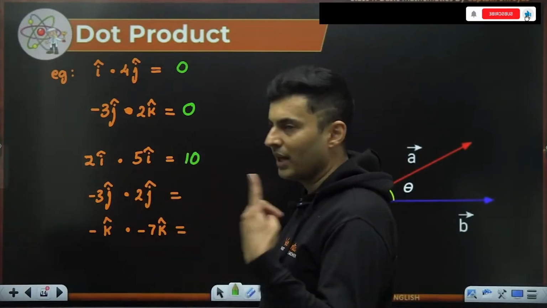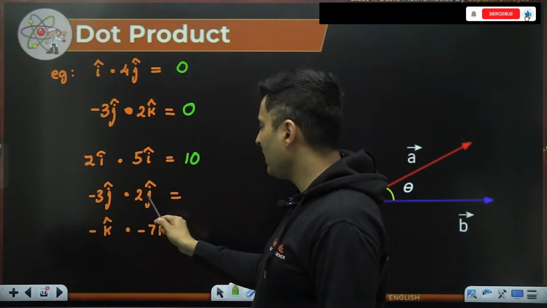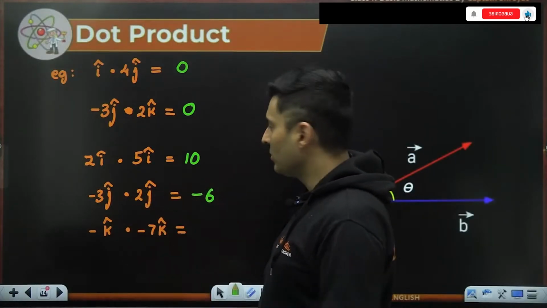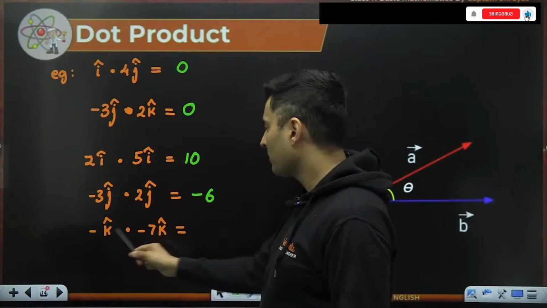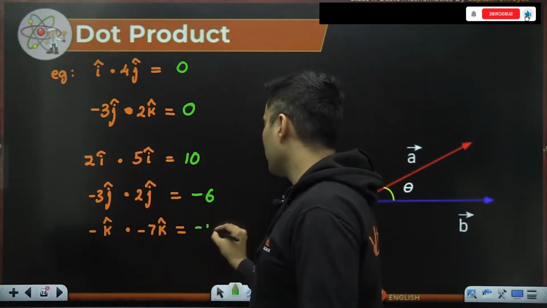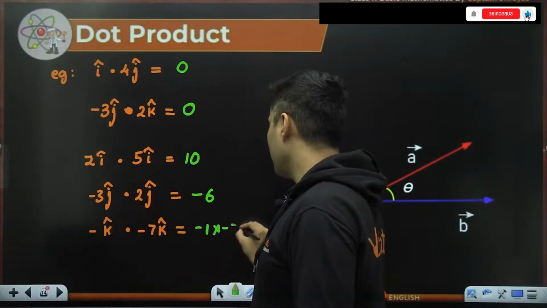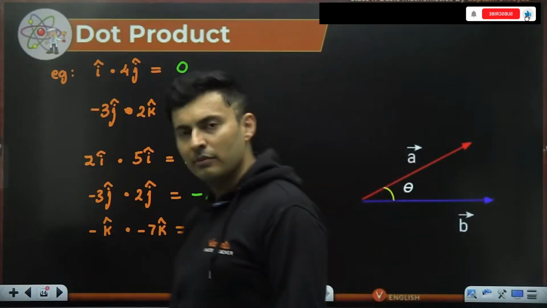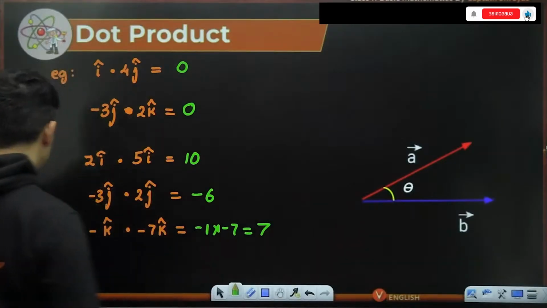i dot i is 1. Remember that. Minus 3 and 2 will give me minus 6, because j dot j is 1. Keep that in mind. k dot k is 1. Minus minus is positive, so it will be minus 1 multiplied by minus 7, which is as good as saying plus 7. Very good. That's how you multiply these vectors.